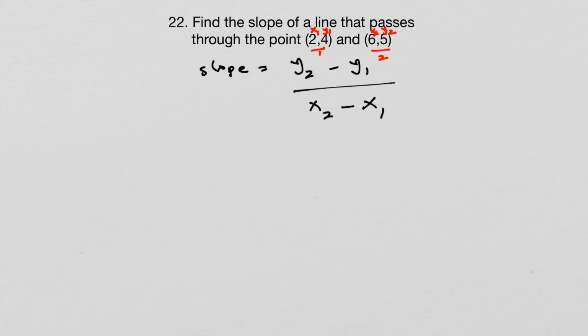We just put the values into the formula. We have 5, which is y2, minus 4, which is y1, divided by 6, which is x2, minus 2, which is x1. So we subtract to get 1 over 4 as our slope.